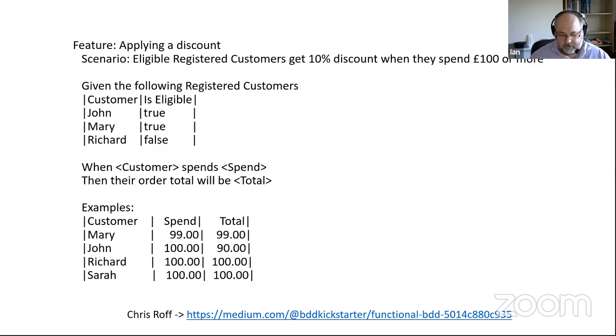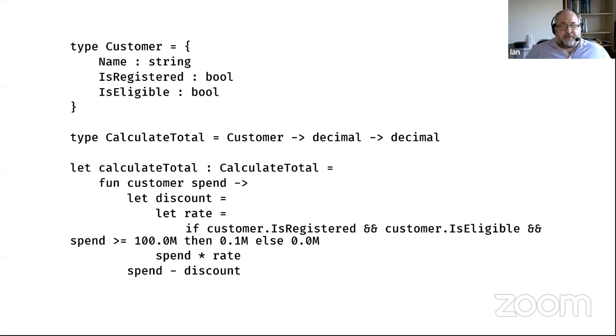So what we're going to do is implement this in stages. The first thing I'm going to do is create a record type. This is an AND type. So a customer is a name, which is a string, an is registered flag, and an is eligible flag.